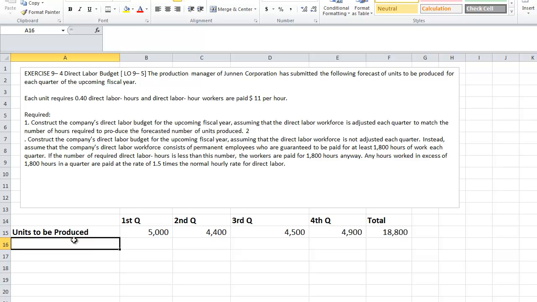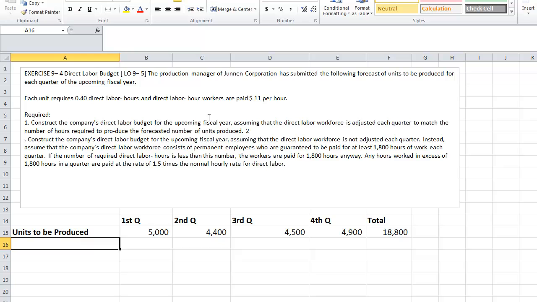So the production manager of Junin Corporation has submitted the following forecast for units to be produced each quarter for the upcoming fiscal year. Each unit requires 0.4 direct labor hours, and direct labor workers are paid $11 per hour. Number 1, construct a company's direct labor budget for the upcoming fiscal year, and assume direct labor workforce is adjusted each quarter to match the number of units required to be produced in the forecast.